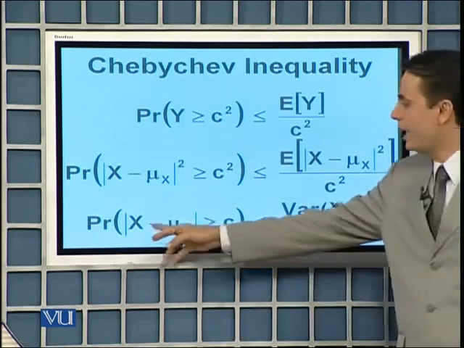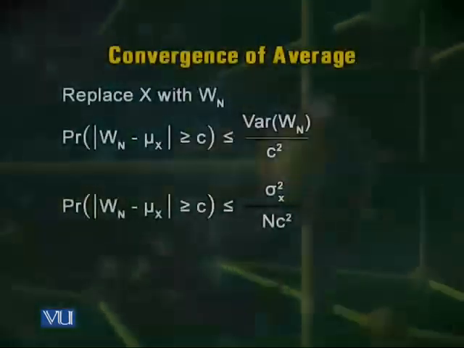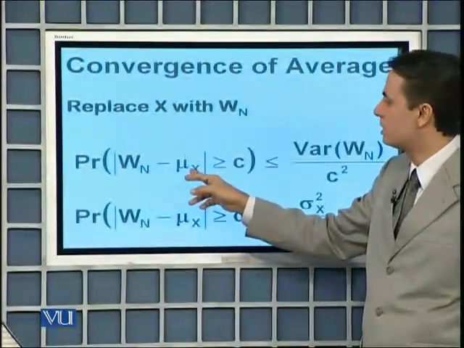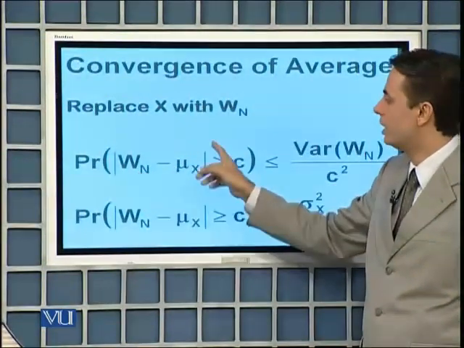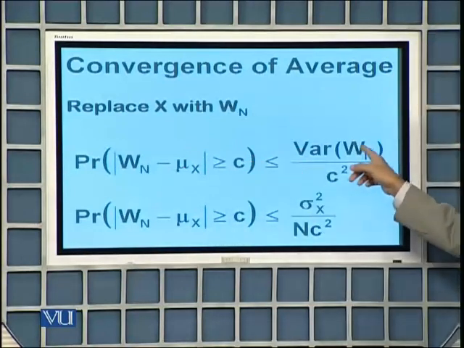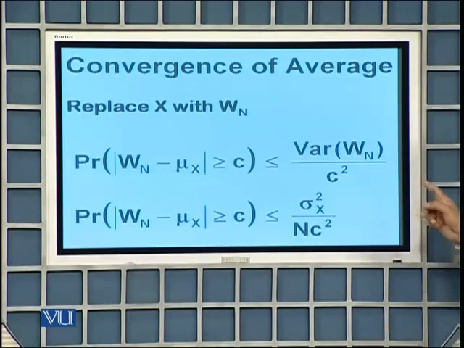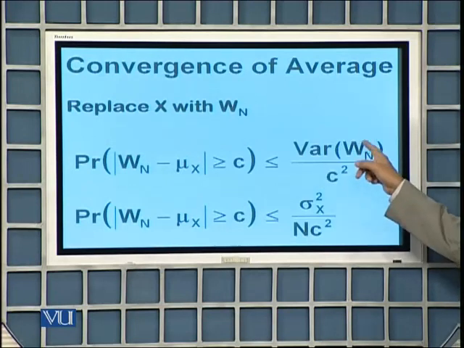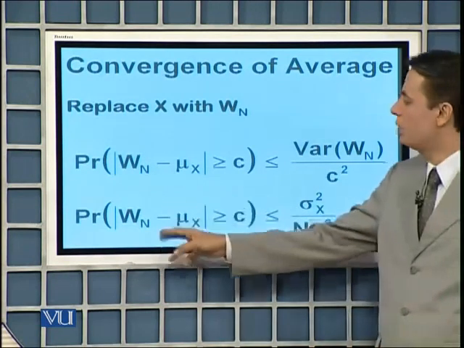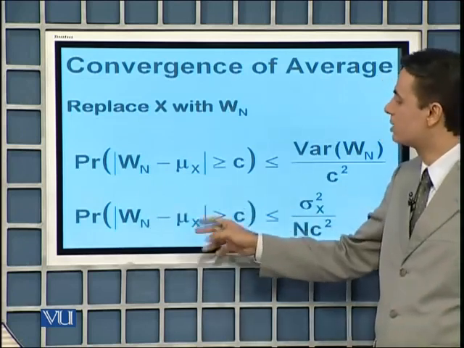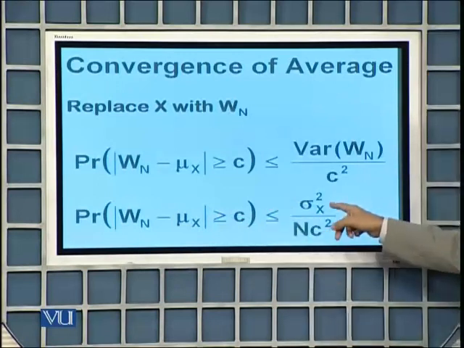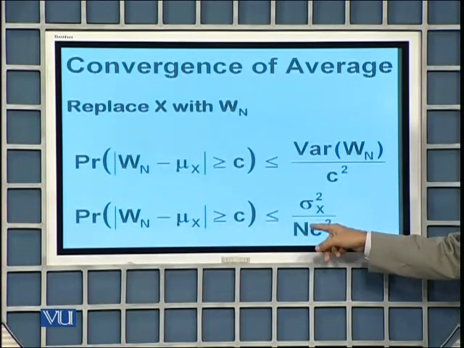All we have to do is replace x with Wn, the sample average. So if you replace x with Wn, you get an expression which says that the probability of the difference between Wn and mu x, where Wn is the sample average and mu x is the population mean, being larger than a certain threshold c is less than the variance of Wn divided by c square. If you replace in this equation the variance of Wn, which is variance of x divided by n, you get this expression which says that the probability of the absolute value of the difference between Wn, the sample average, and mu x, the population mean, being larger than a number c is going to be less than variance of x divided by c square, whole divided by n.